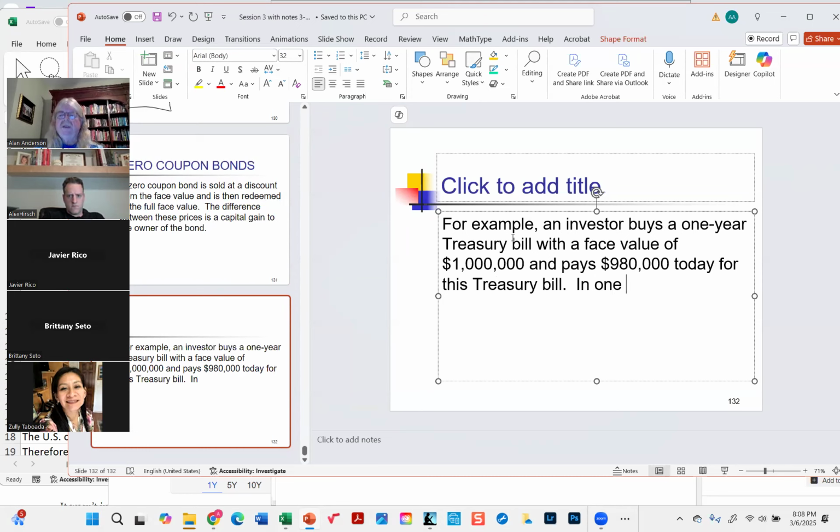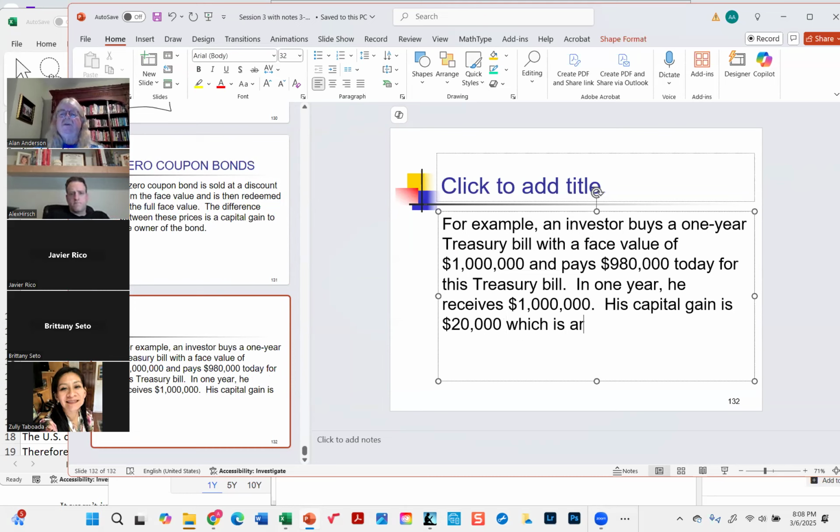In 1 year, he receives $1 million. So therefore, his capital gain is $20,000, which is a rate of return of 20,000 over 980,000, which is equal to, let's find out, about 2.04%.